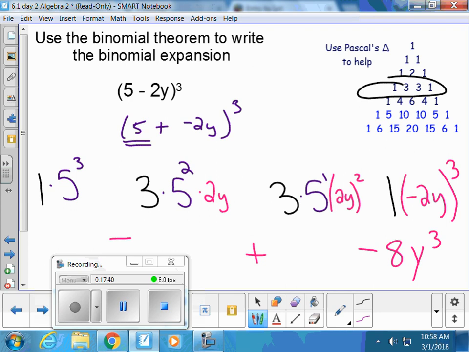Alright, we have a lot of stuff to simplify. This looks like a simplifying mess. How are we doing? Am I going too fast? We're doing good? What is 1 times 5 to the third? 125. What is 3 times 5 squared times 2? Is it 150? What is 3 times 5 times 2 squared? 2 squared is 4, by the way. I think it's 16. Yeah.